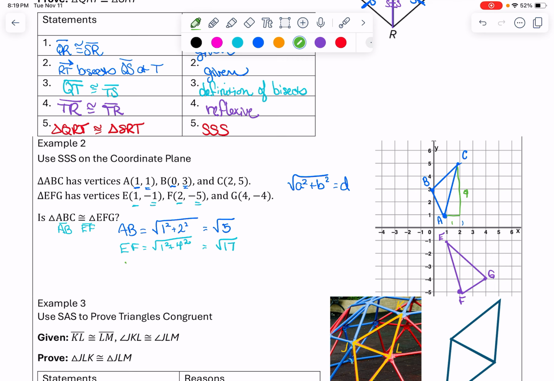So AC would have a length of the square root of 1 squared plus 4 squared, or the square root of 17, as EF did. So this distance is the square root of 17. And EF has a distance that's the square root of 17.